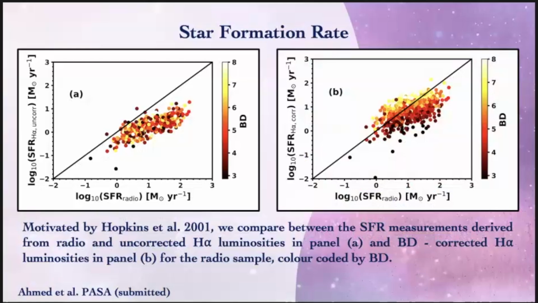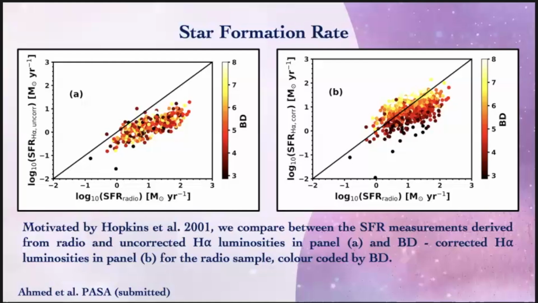In panel A, we are plotting the star formation rate comparison for the uncorrected H-alpha, and panel B is for the H-alpha luminosity after the Balmer decrement correction. In panel A, we can see that there is no Balmer decrement gradient before the correction. The correlation is tighter here. However, the correlation shows a deviation from the one-to-one line, which increases with higher star formation rate.